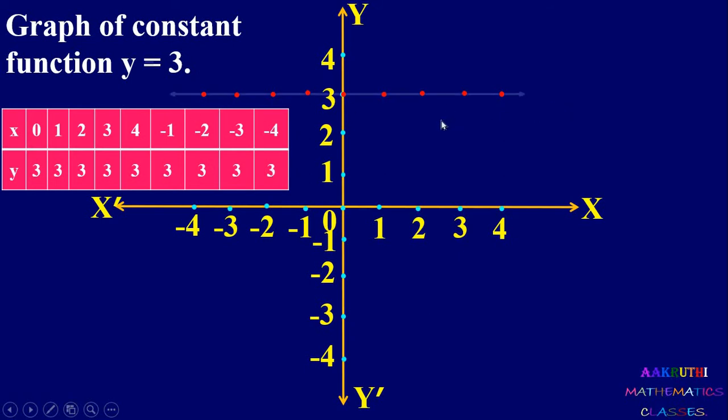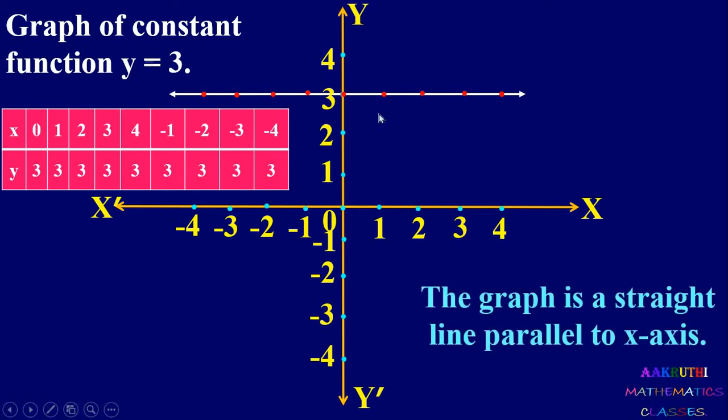When we join all these points, we get a line like this. So this is graph of y equal to 3. It is a constant function. So graph of constant function is always a straight line and parallel to x-axis. So graph of constant function is a straight line and it is always parallel to x-axis.